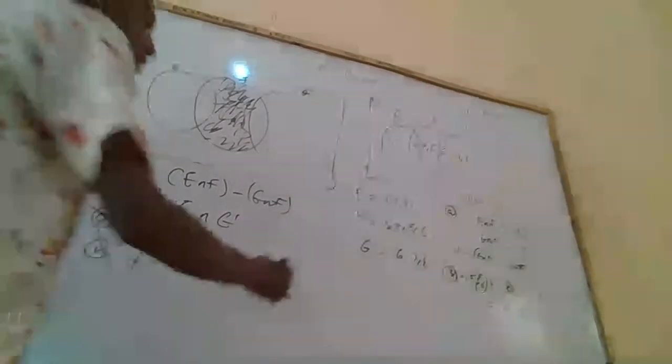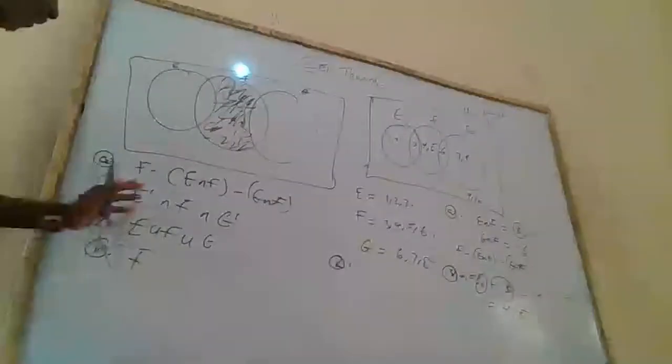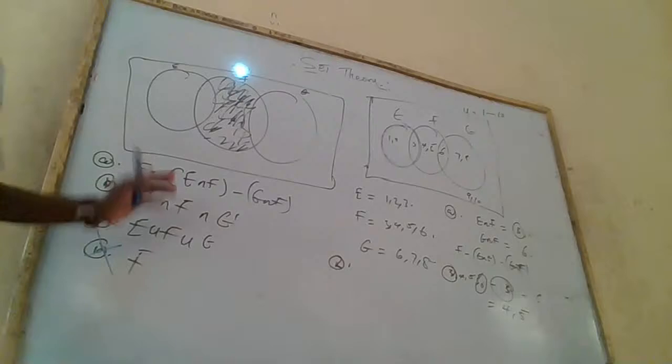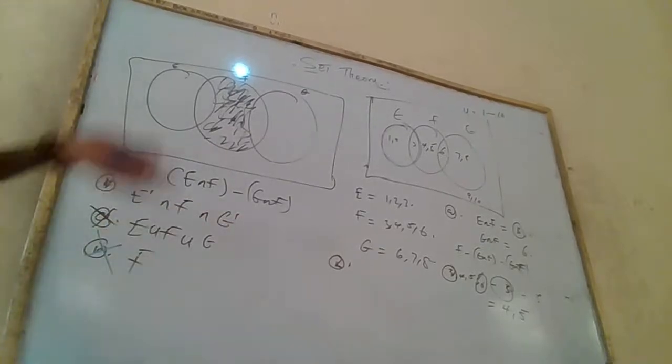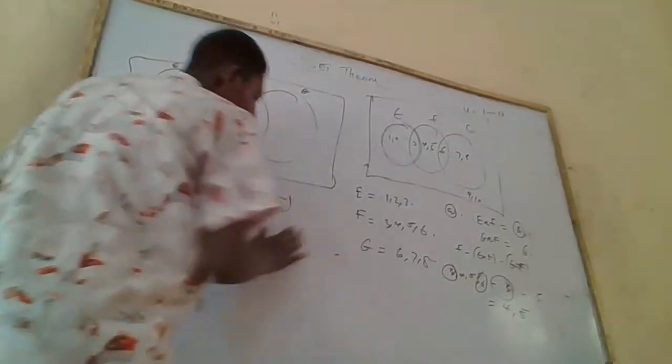Let's do question B. Let's do option B, because this question has 2 answers. Let's do E complement intersection F intersection what? G. So what do I need to do? I need to get E complement, right? I need to get F, and I need to get what? G complement. Yes or no? Let's do E complement now.